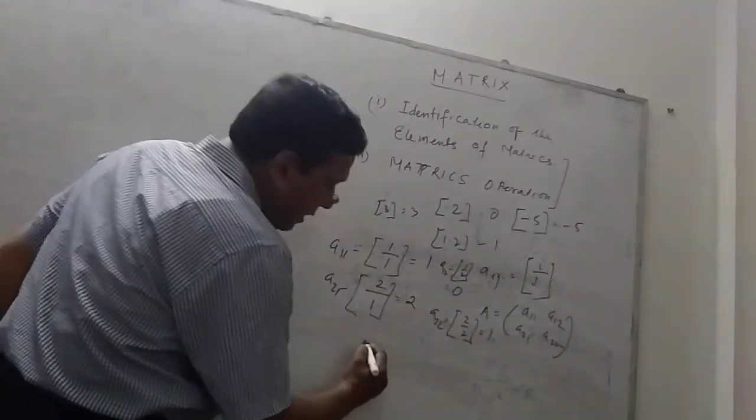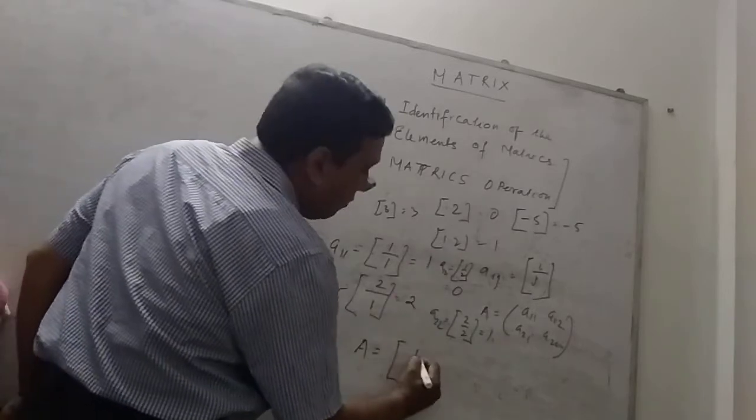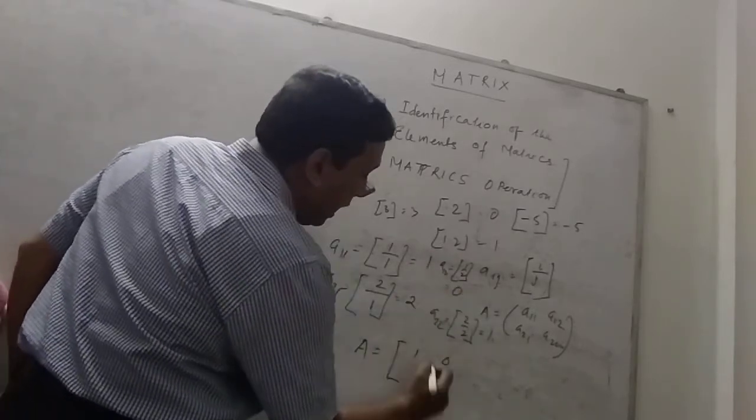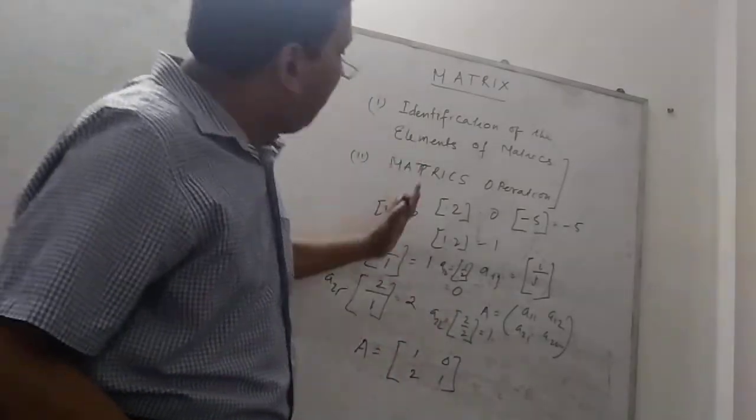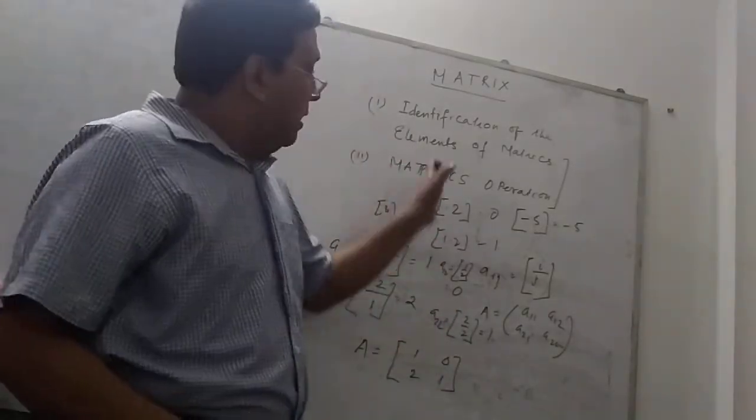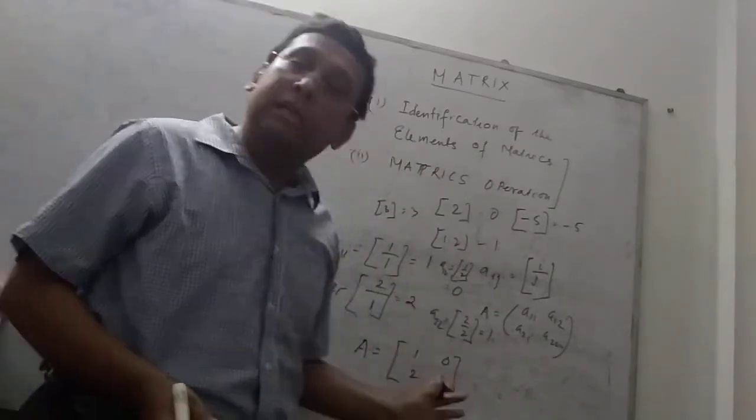So I can construct the matrix with the third bracket. Always write 1, 0, 2, and then 1. And in this way, we can identify the elements of the matrix. You can understand this, and you can also operate it. So I hope you understood.